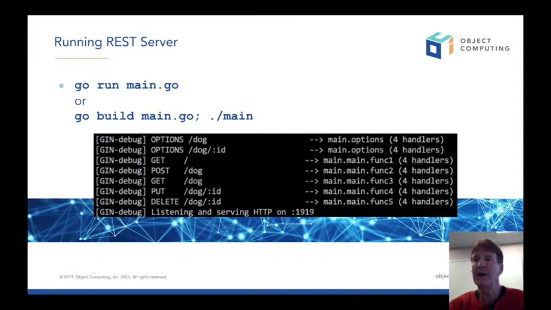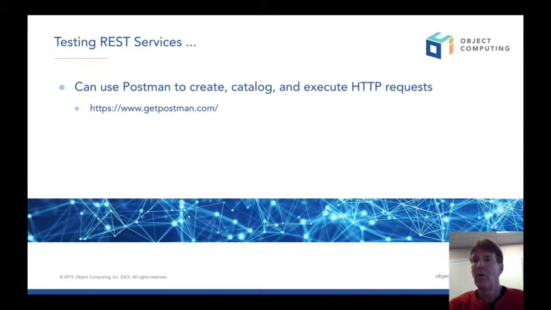Here we see the initial output, which lists all the routes we have defined, including their HTTP method and path. One way to test REST services is to use the free version of PostgreSQL, which is available at the URL on the screen. This supports creating HTTP requests, saving them in catalogs, and executing them.